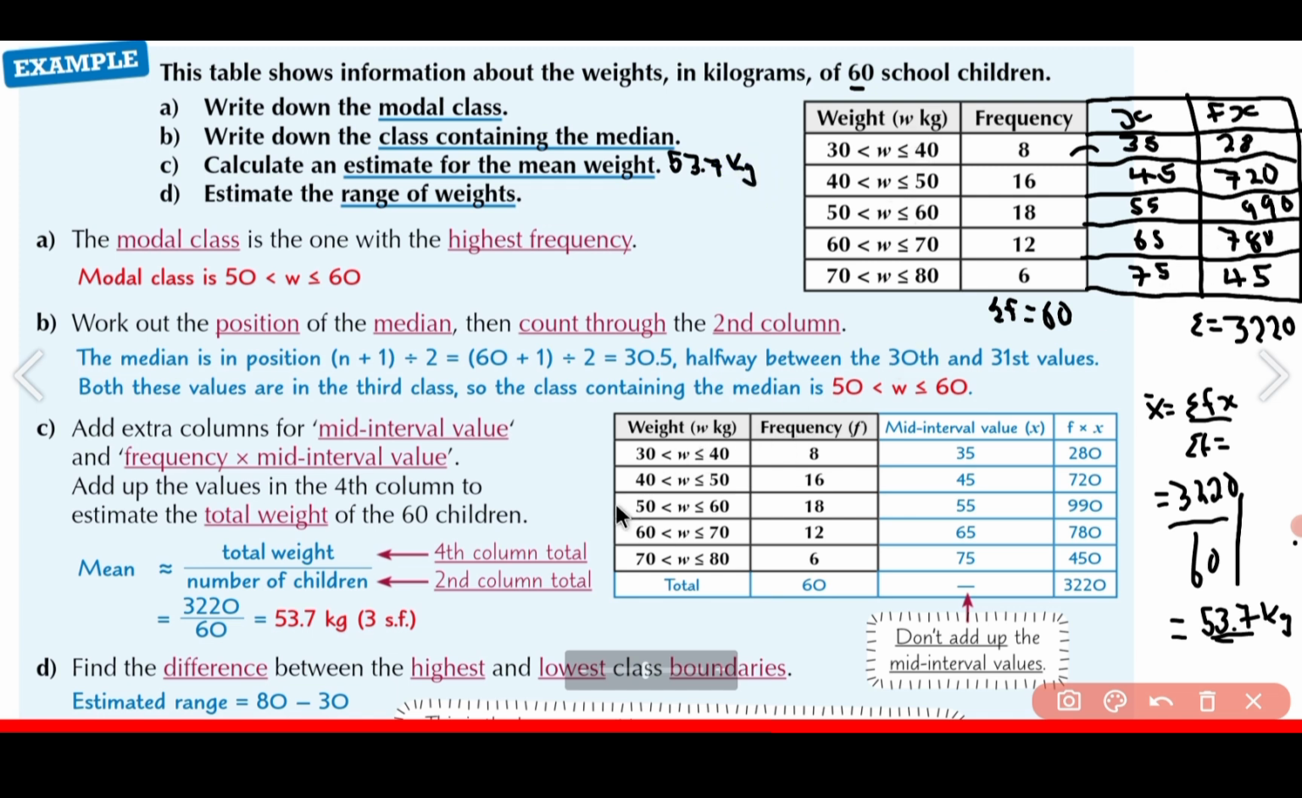Estimate the range of weights. Okay, so the range of the weights, you simply subtract the lowest class from the highest class. Here the lowest class is 30, and the highest one is 80. So for this one, the range will simply be 80 minus 30. This will give us 50. Okay, very simple and straightforward, but very profound. These are typical exam questions that you have to look out for. Okay, so I hope you've gotten the idea here.